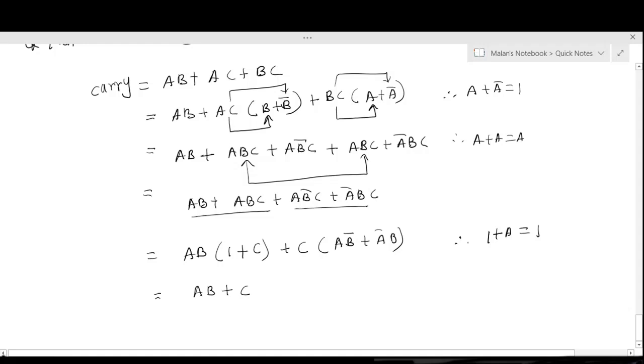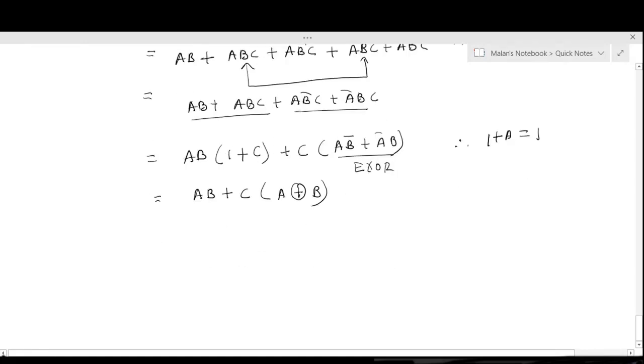AB plus C, and we know that this is the XOR operation. So I am going to write the expression like this: A XOR B. Now this is the final minimized expression for the carry: AB plus C times A XOR B.